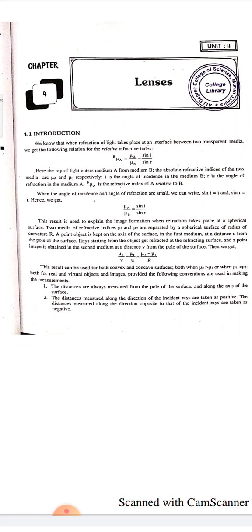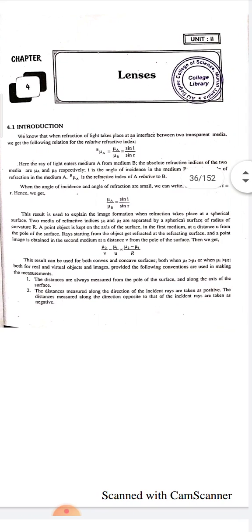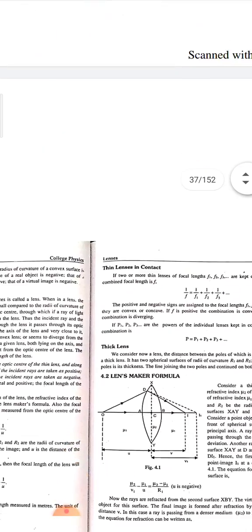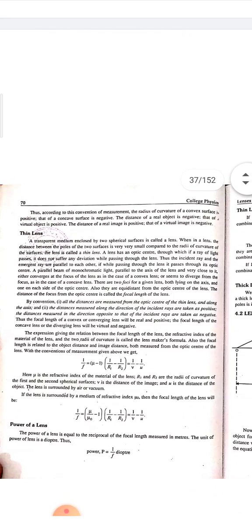Distances are always measured from the pole of the surface and along the axis of the surface. The distances measured along the direction of the incident rays are taken as positive. The distances measured along the direction opposite to that of the incident rays are taken as negative. Thus, according to this convention of measurement, the radius of curvature of a convex surface is positive, whereas that of a concave surface is negative.